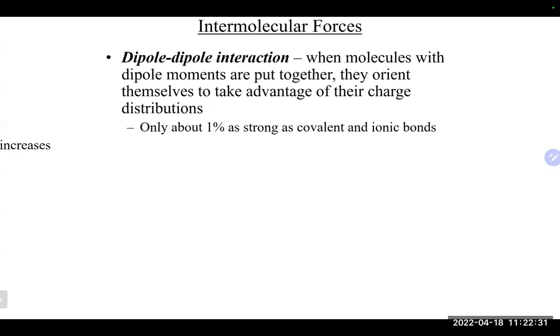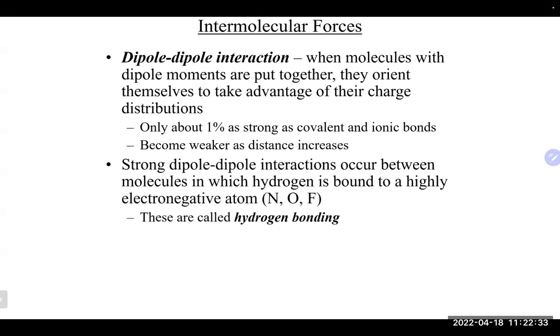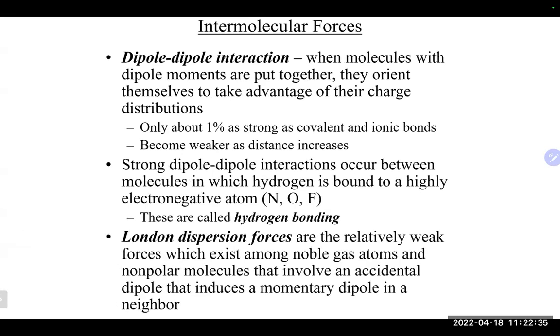And that's pretty much what's on this page here, what we just talked about. London dispersion forces are relatively weak forces that exist among noble gases and nonpolar molecules. Again, they're sometimes called London dispersion forces. All these together are also sometimes called van der Waals forces. But they're basically how one molecule interacts with another. These are all intermolecular forces that we talked about.